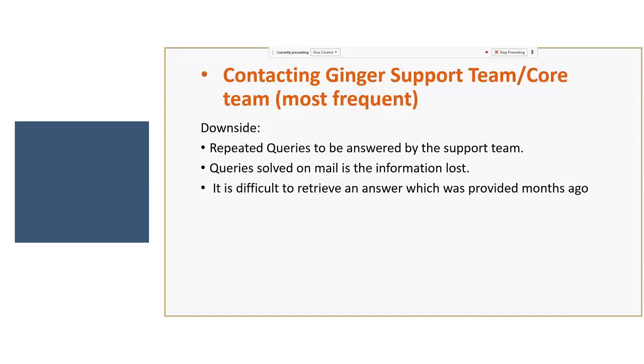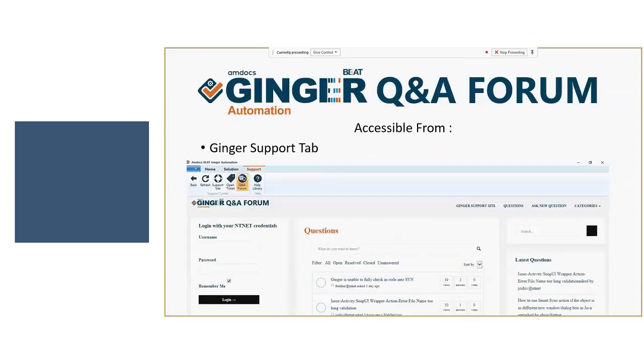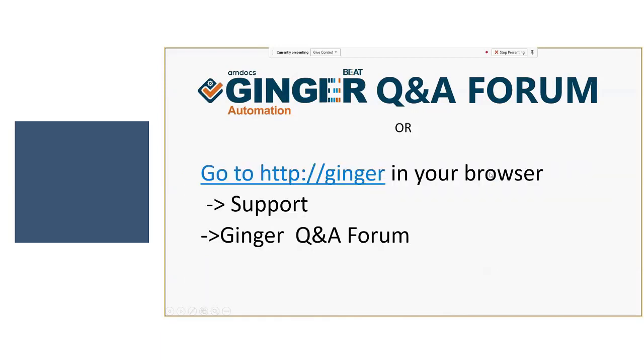So to make it more seamless, we have introduced the Ginger Q&A forum. You can access the Ginger Q&A forum from the Ginger application. You can go to the support tab, click on the Q&A forum, and this page will load for you. Also, you can just type Ginger in your browser, choose support, and go to Ginger Q&A.